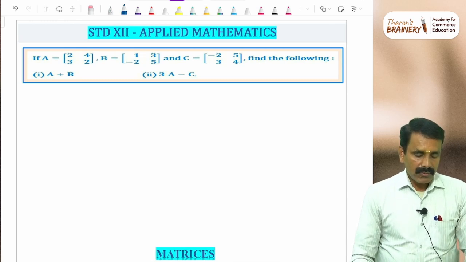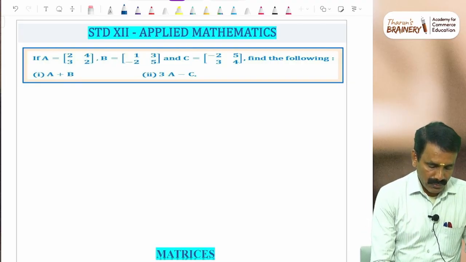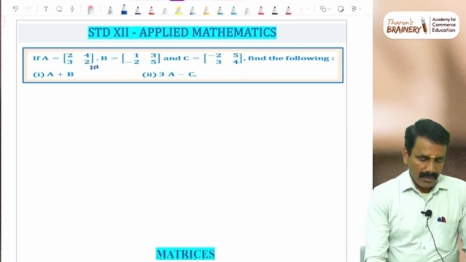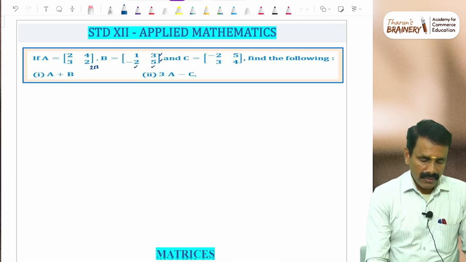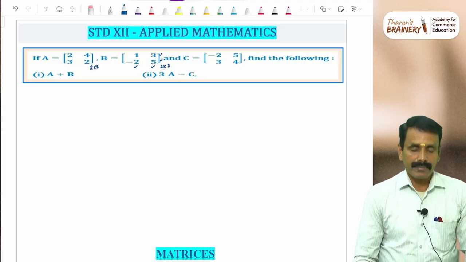A is equal to... what is the order of this matrix? 2, 4, 3, 2. It is 2 by 2, 2 rows and 2 columns. B, again first row, second row, this is first column, second column. So, how many rows is this going to have? 2 rows, and how many columns is it going to have? 2 columns. So, it is of order 2 by 2 again.